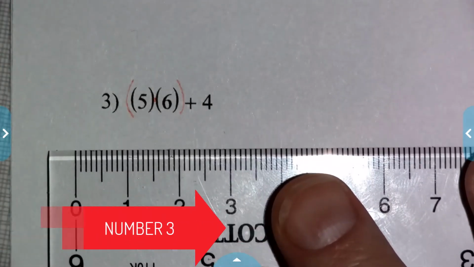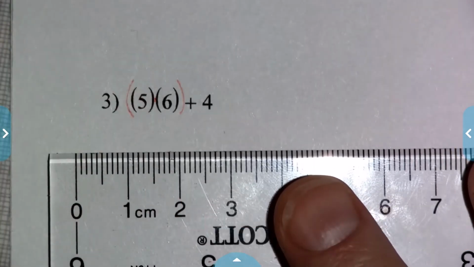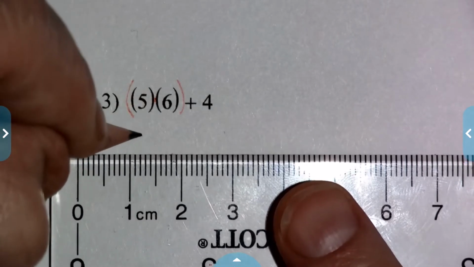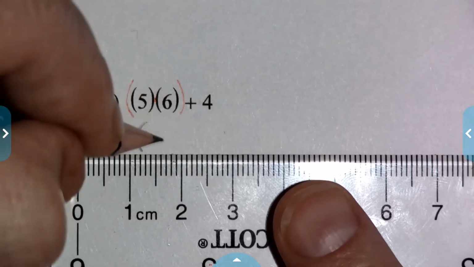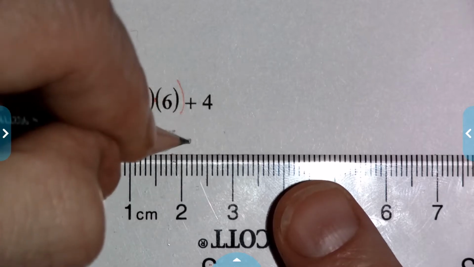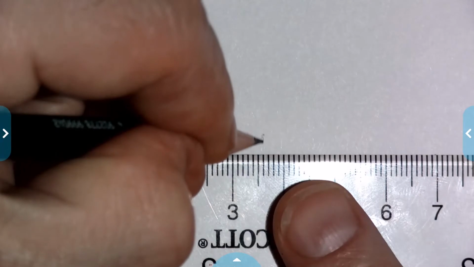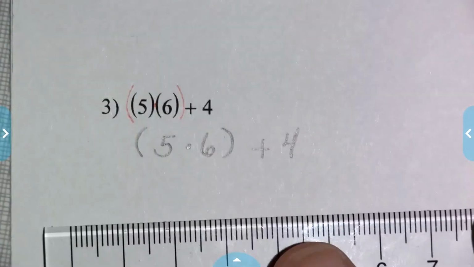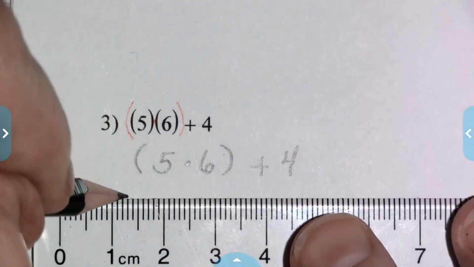Moving on to number 3. We discussed before that we were going to group the 5 and 6, which are multiplied. And we're going to go ahead and write this out a little bit of a different way. And you can do this. You're allowed to reinterpret the problem. I think this is a little bit more clear. Now it's really clear that we're going to multiply 5 times 6 and then add 4.